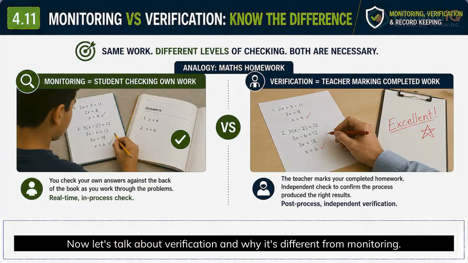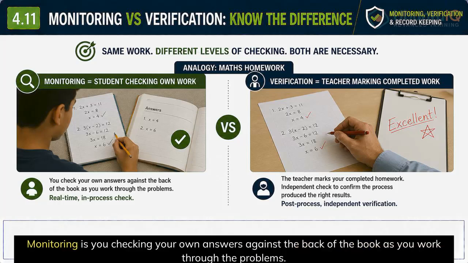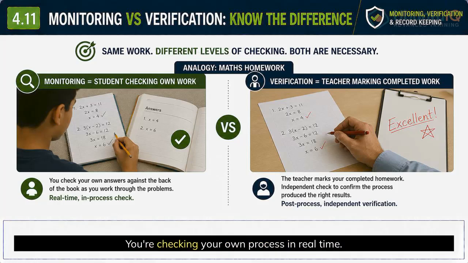Now let's talk about verification and why it's different from monitoring. This is a distinction that trips people up, so let's use a simple analogy. Imagine you're a student doing maths homework. Monitoring is you checking your own answers against the back of the book as you work through the problems. You're checking your own process in real time.